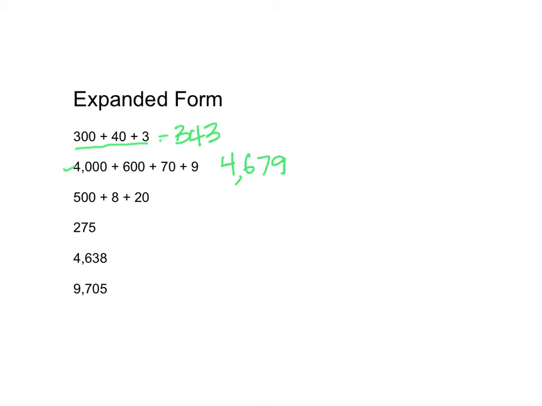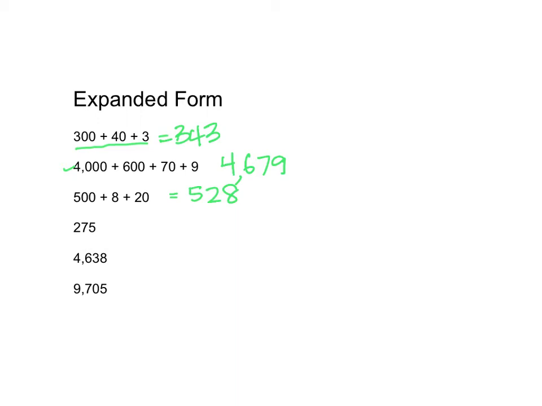And the last one there, 500 plus 8 plus 20. On your board, go ahead and write that answer in standard form. Well, in standard form, that equals 528. The next three, we're going to do just the opposite. We're going to look at it in standard form and then write what it is in expanded form.